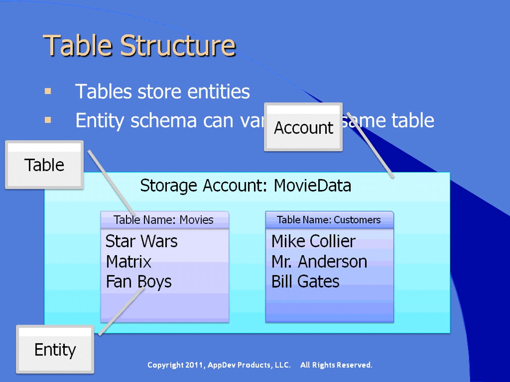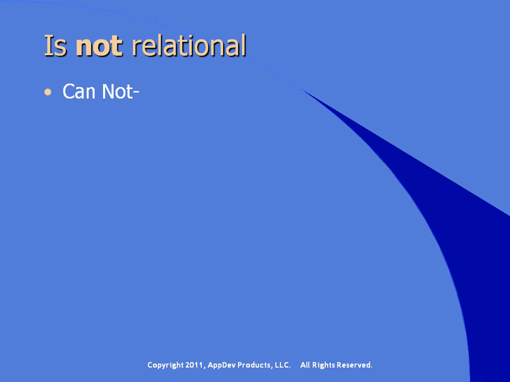Again, I have my storage account, and one storage account can store multiple tables, and one table can store multiple entities, and the entities can be anything. Again, the entity schema can vary within the same table. But I can't stress enough that it is not relational. Windows Azure Storage tables are not relational.